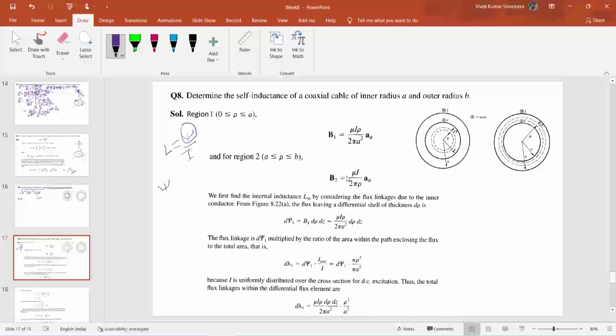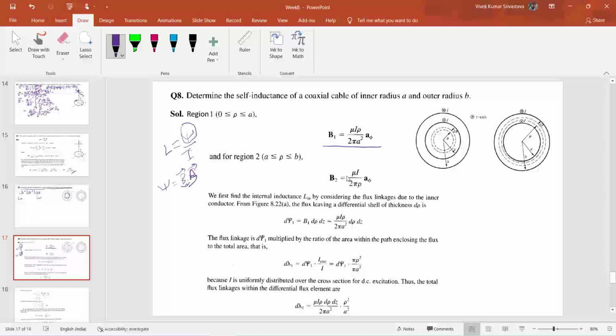So flux we know is defined as B dot S. Okay, so the surface area we can calculate from this structure, but we have to determine how much field is linking through this structure. So for the inner conductor, the total field that is calculated is given as B1 equal to μ I ρ over 2π a² aφ.